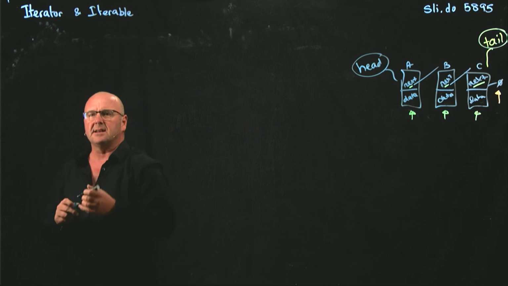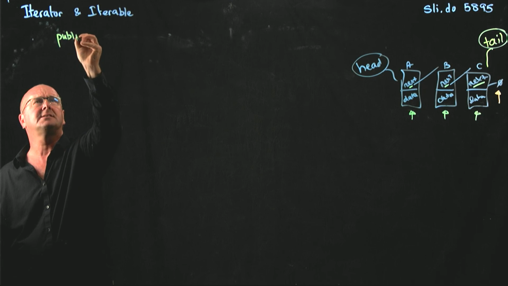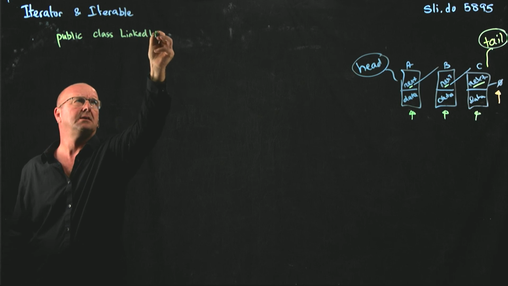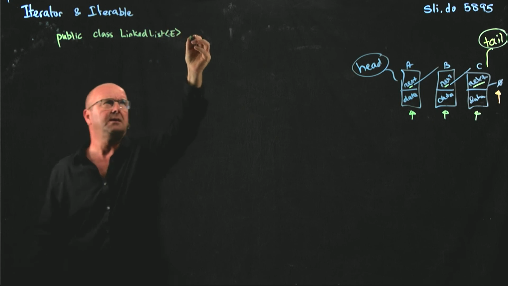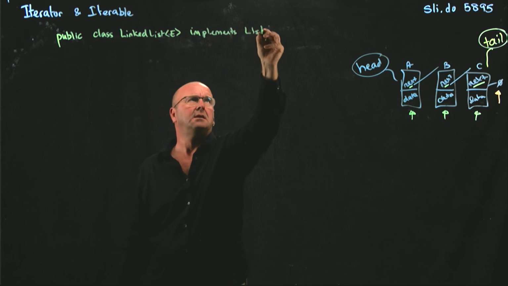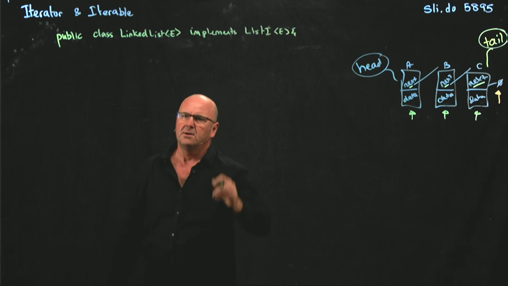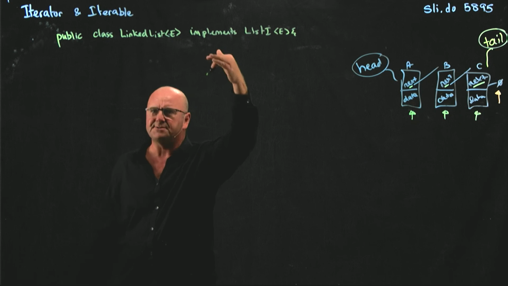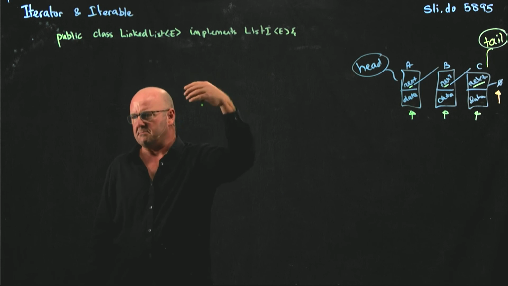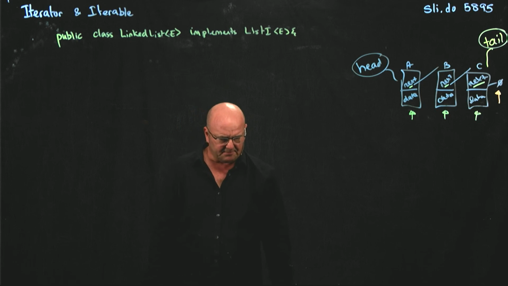Okay, so in our linked list, you're going to have your linked list definition, public class LinkedList<E> implements ListI<E>. Okay. You're going to have your add first, add last, remove last, peek first, peek last, size, is empty, is full, make empty. I think that's it. Methods.